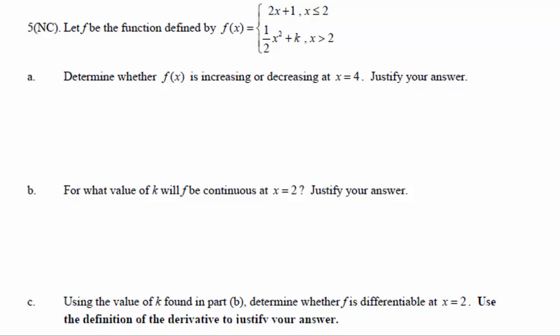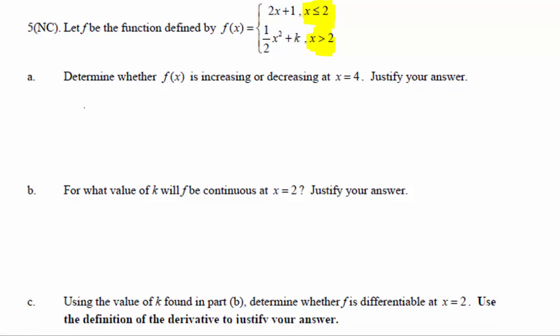Let's now talk about number 5 from the Unit 1 and 2 AP packet. This is again another no calculator question, and it says, let f be the function defined by f of x, another piecewise function. In this case, the overlapping region is at x equals 2. Part A says, determine whether f of x is increasing or decreasing at x equals 4.